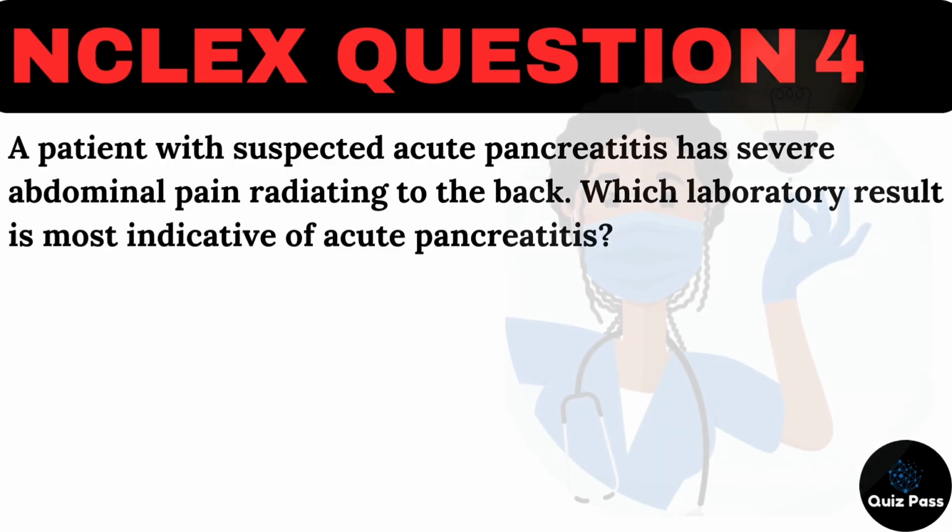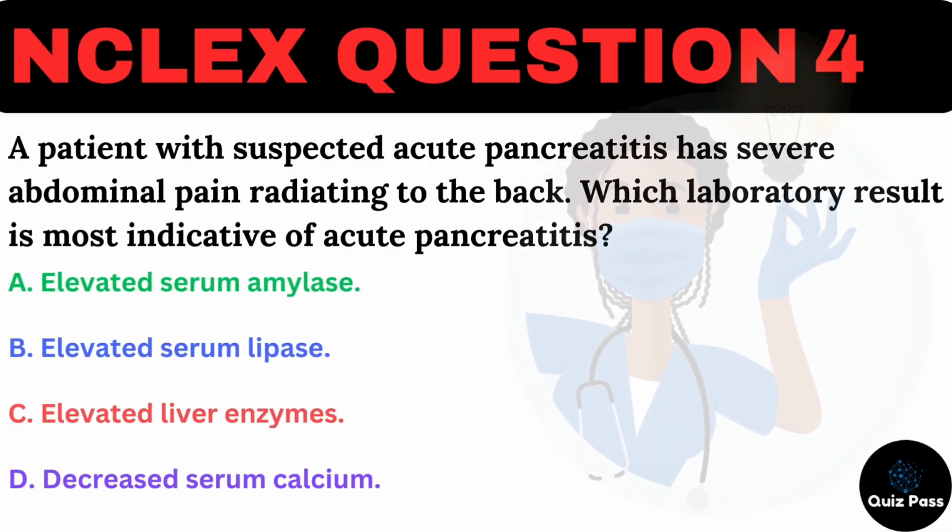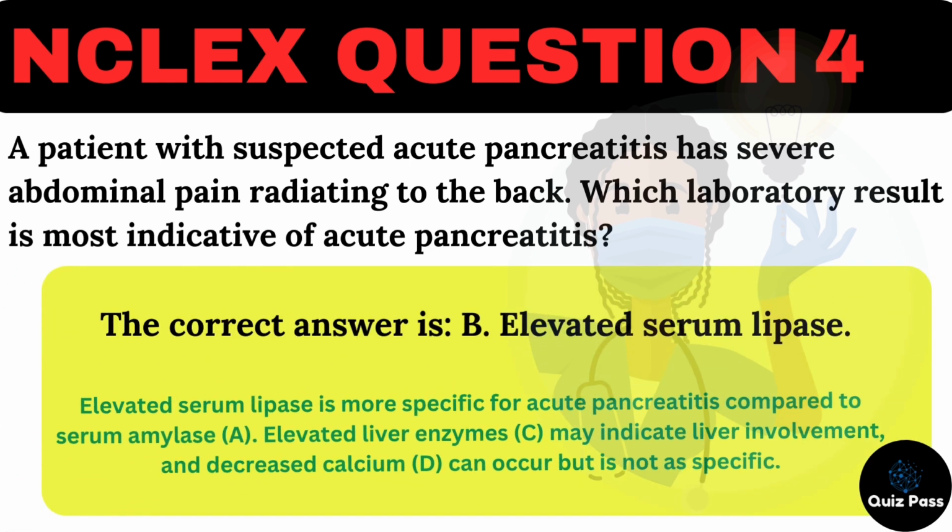A patient with suspected acute pancreatitis has severe abdominal pain radiating to the back. Which laboratory result is most indicative of acute pancreatitis? A. Elevated serum amylase. B. Elevated serum lipase. C. Elevated liver enzymes. D. Decreased serum calcium. The correct answer is B.